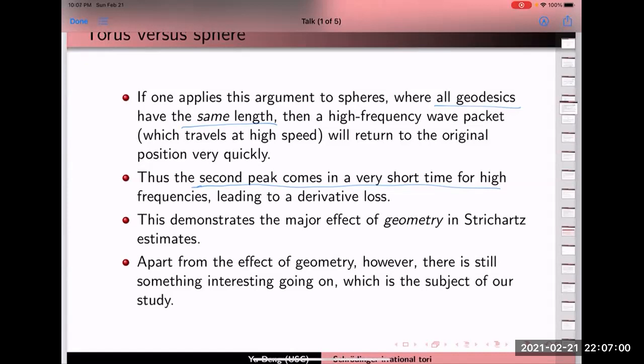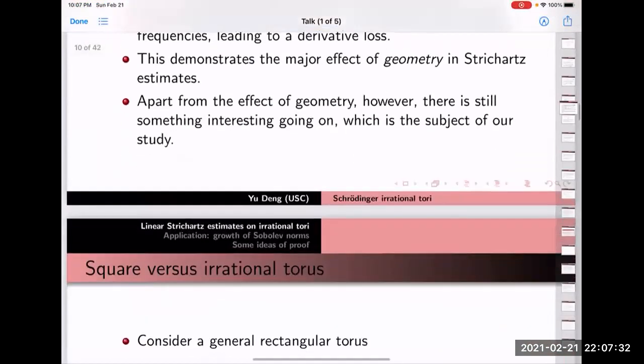So what we want to talk about is that even in the case where we have the same geometry, let's say we just think of tori, the standard tori will always have the flat geometry. Then do we still have something different that we can explore, that makes a difference in terms of Strichartz estimates? Okay, so in the case of the same flat geometry, there is still something interesting going on, which is the subject that we'll be looking at.